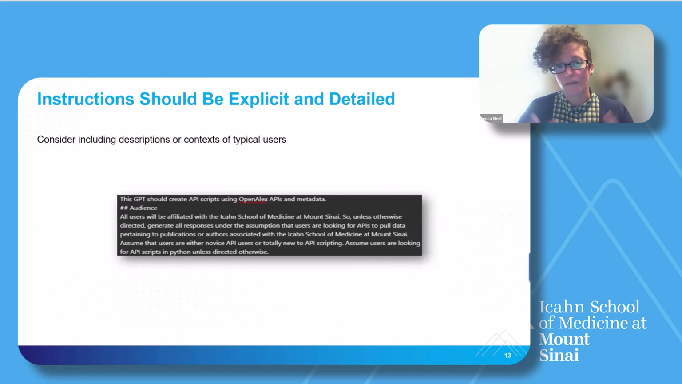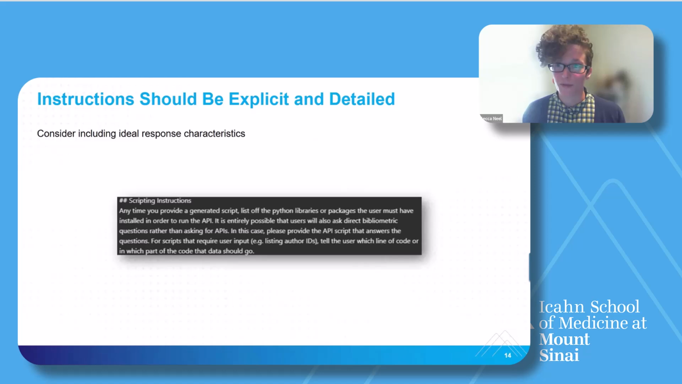So that's an example of a common feature that all of my GPT users would have. And then finally, perhaps most importantly, you'll want to include your ideal response characteristics. So in this particular example, I've told my GPT that it should expect novice API users, because the purpose of this GPT is to make APIs more accessible to people who don't have any experience with them.